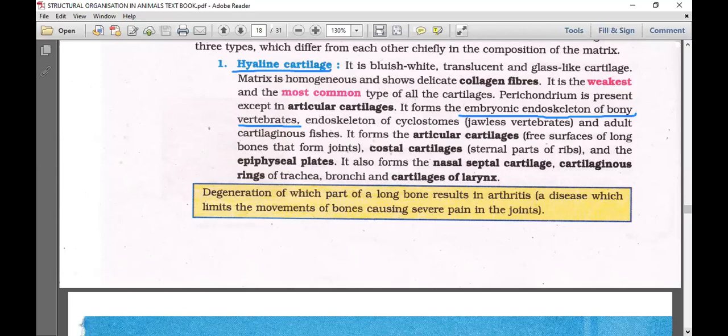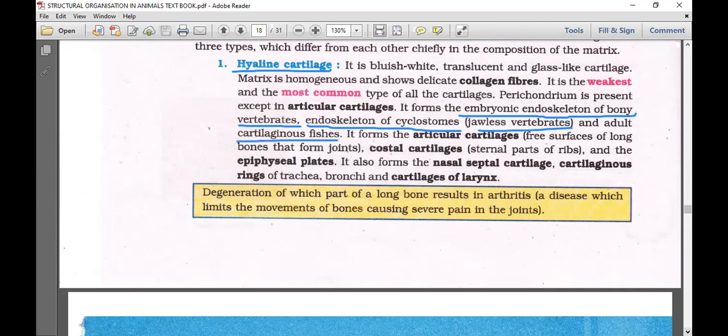We know our endoskeleton is bone, but the embryonic endoskeleton of the bony vertebrates, including human beings, is hyaline cartilage. Next, the endoskeleton of cyclostomes. They are a kind of fish-like animal. We are going to discuss them in the next chapter on animal diversity too. Jawless vertebrates, we used to say, the endoskeleton of cyclostomes, jawless vertebrates, and adult cartilaginous fishes.